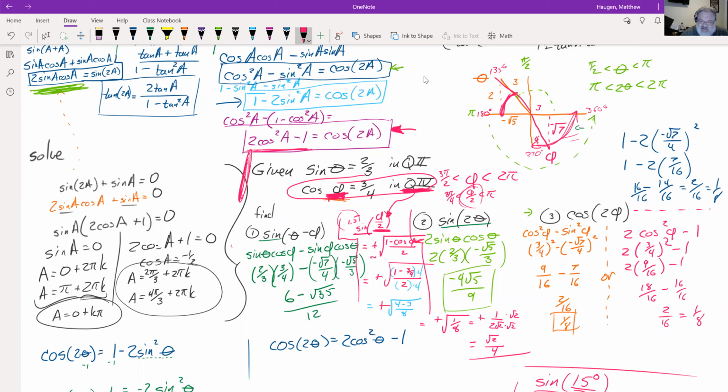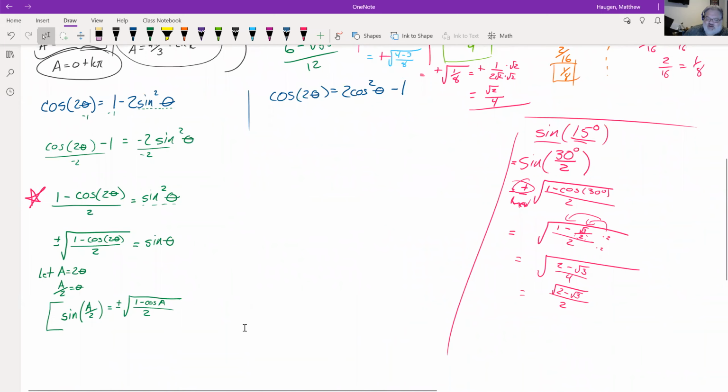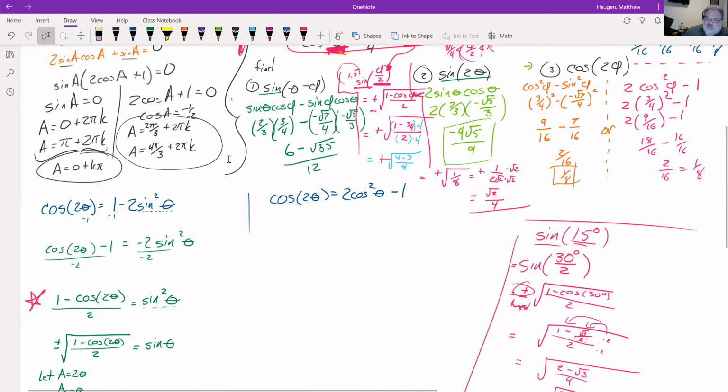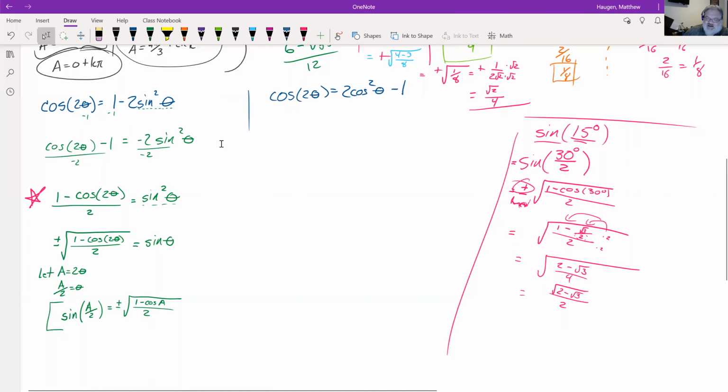So yeah, is it given? Not always directly, but since we're told where phi is, we know where half of phi has to be. That is the one thing that makes these half-angle formulas a little bit on the sticky side. Now that's just the half-angle formula for sine.